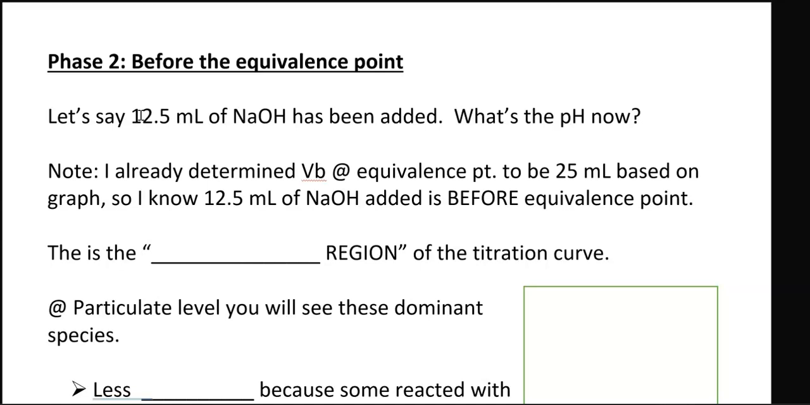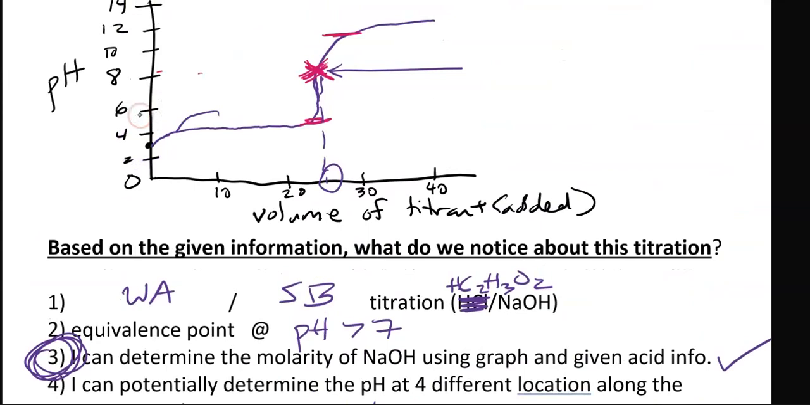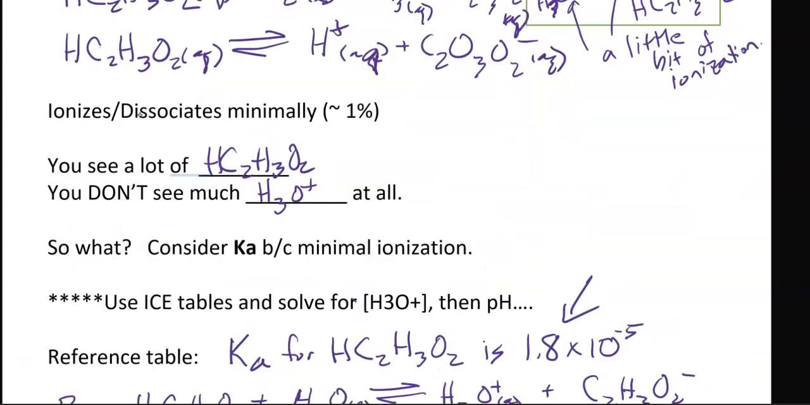What could the pH be if some of the base is added, perhaps 12.5 milliliters of base, but we're clearly before the equivalence point, because the equivalence point is when you have 25 milliliters of base. Well, if you think about where we are on our graph, we're in that flat region. So let's back up a little bit. We are here. That's called the buffer region.